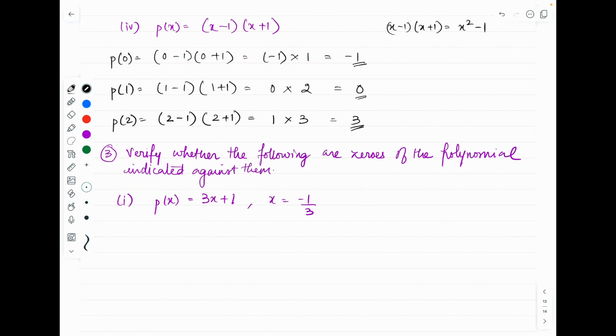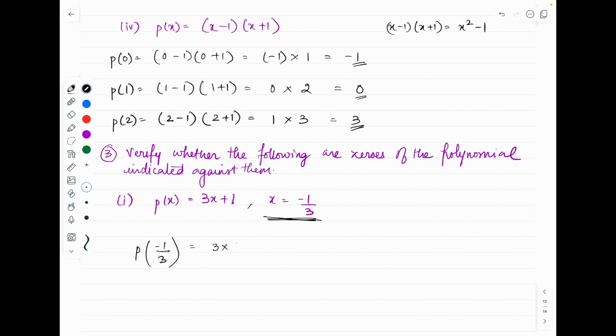Okay, to find whether this number is a 0 or not, we'll put it as the value in the polynomial. See, we will find p of minus 1 by 3. If it comes as 0, then it is a 0 of the polynomial. If it does not come as 0, it is not a 0 of the polynomial. So we'll find p of minus 1 by 3. So instead of x, what we will write? Instead of x, we will put minus 1 by 3.